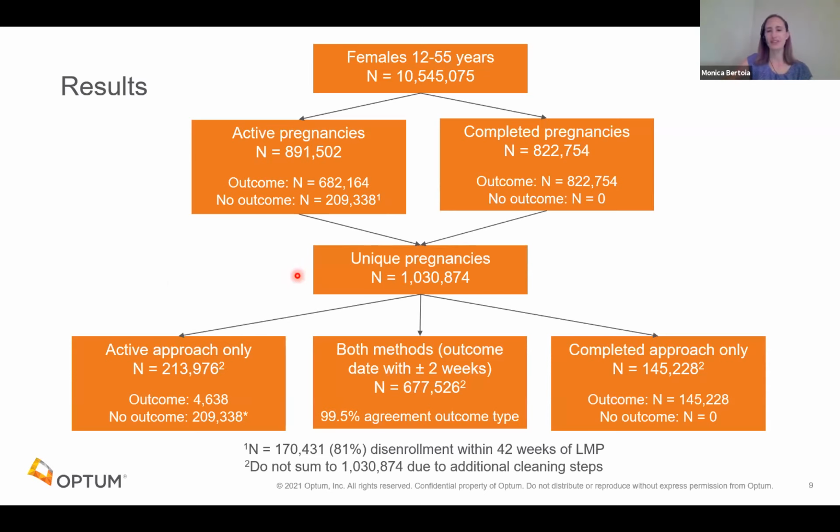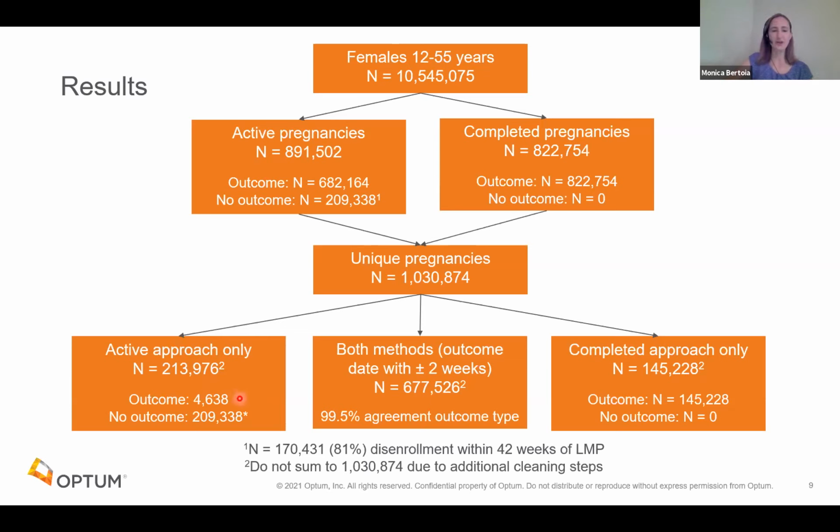And you can imagine, we're expecting a lot of pregnancies are going to be identified by both methods. So when we deduplicated, we ended up with over 1 million unique pregnancies. 677,000 of these were identified by both methods, so most. However, over 200,000 were identified by the active approach only, and about 145,000 by the completed approach only. And you may be thinking, here we had about 4,600 active approach pregnancies that were not identified by the completed pregnancy method, but they did have an observed outcome.